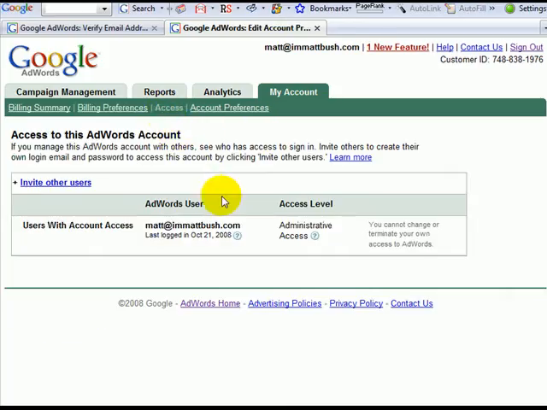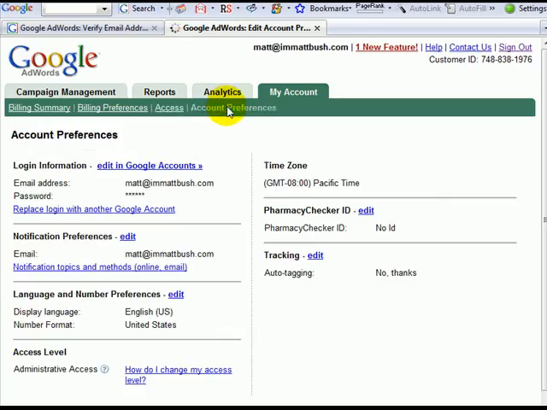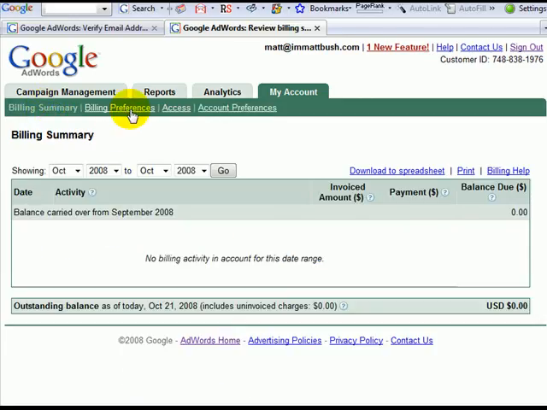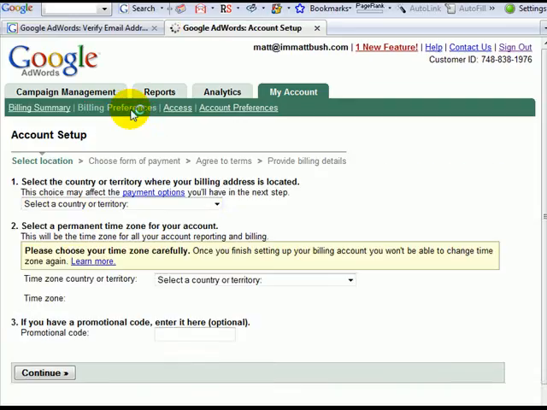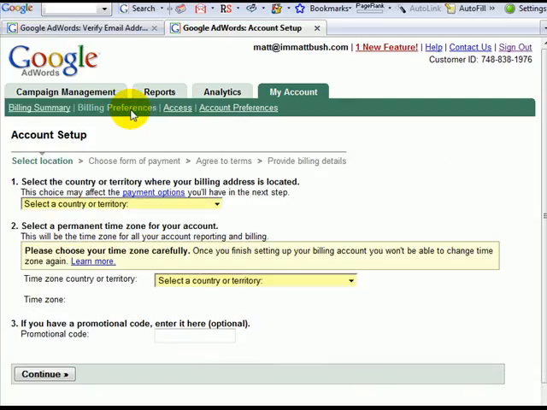Let's see, under access, we can determine who's going to be accessing this account. If you have a partner, you can have them have access as well, and just some account information here, certainly. So again, one of the first things you want to do is go in here and under billing preferences, fill in your correct billing information, and you can specify how much money you want charged at a time, all those kinds of things.